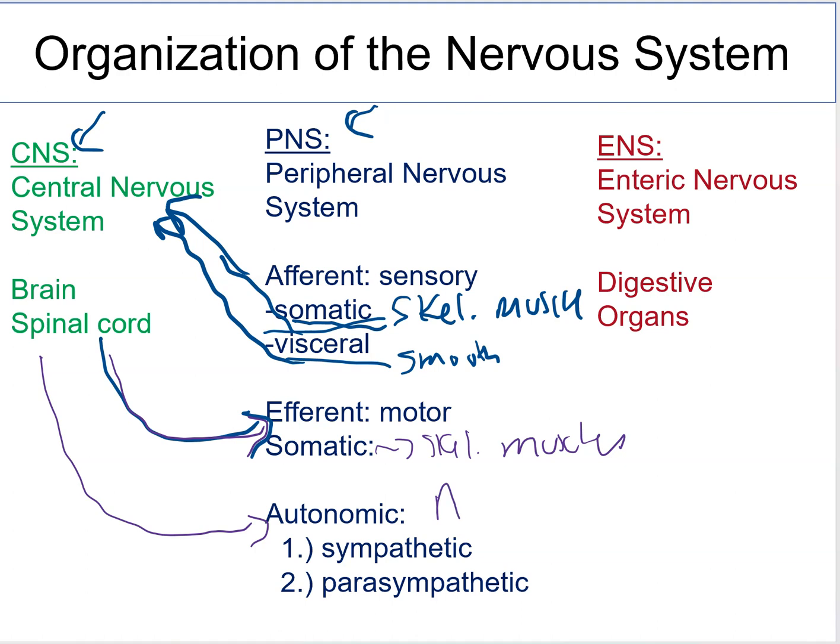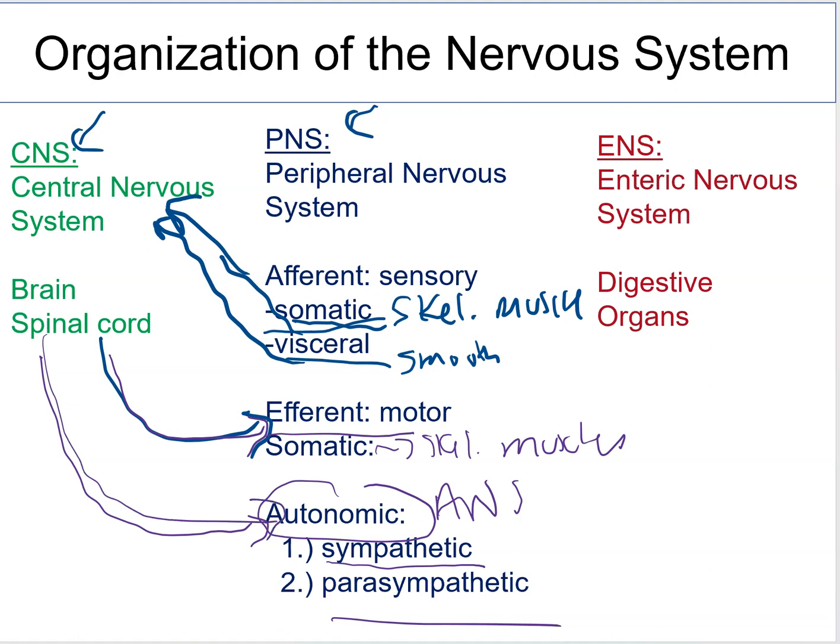And the autonomic nervous system, called the ANS, has two divisions. It has a sympathetic and parasympathetic. So the organs of the autonomic nervous system are your smooth muscle, your cardiac muscle, and your glands. But it gets specialized whether it's carrying sympathetic or parasympathetic. So the entire autonomic nervous system is always efferent. It's always carrying information from the brain and spinal cord to those structures.